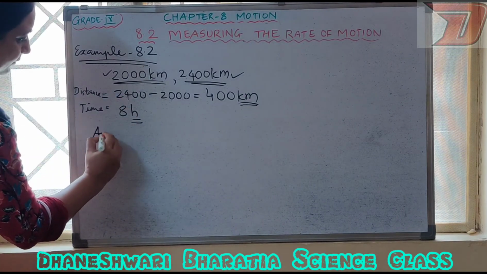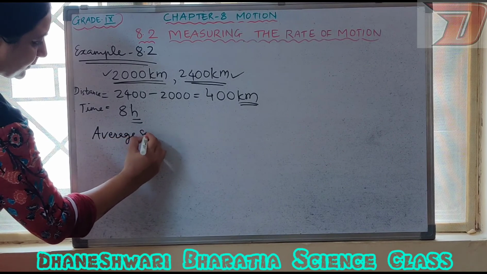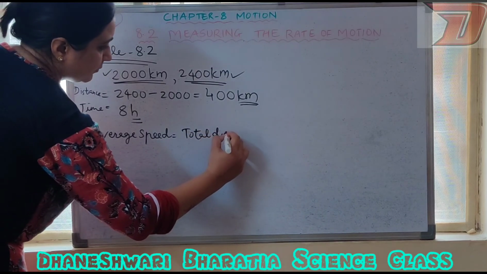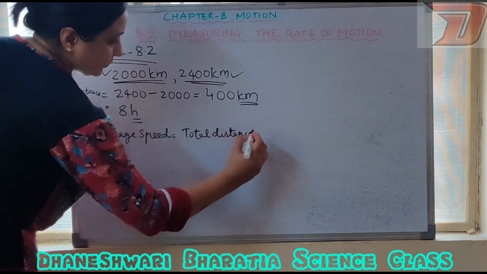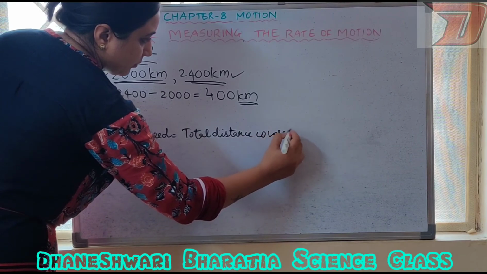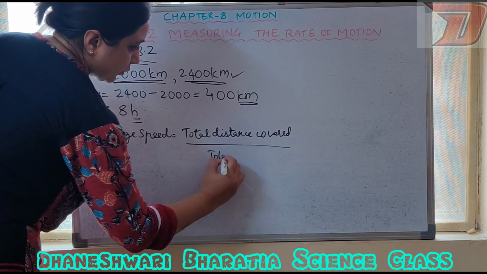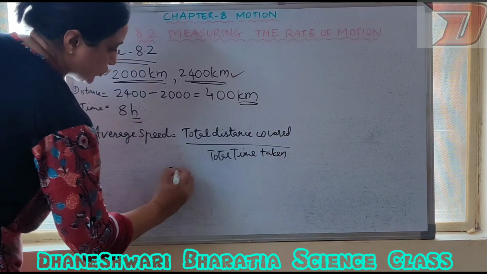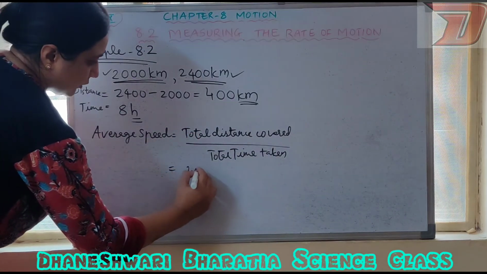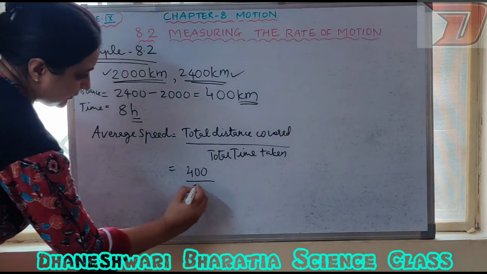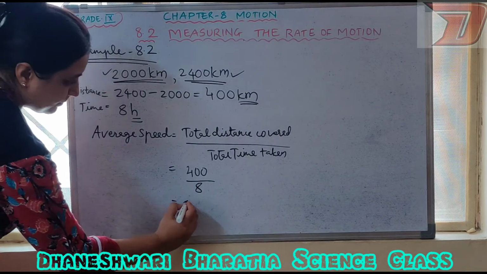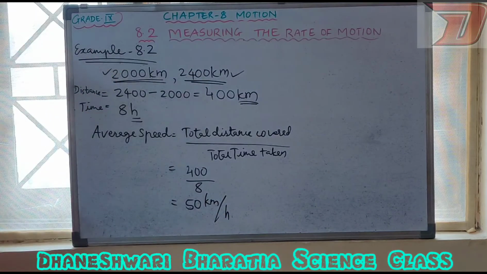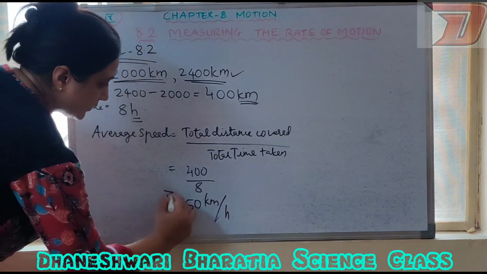So average speed, what is the formula of average speed? Yes, total distance covered upon total time taken, right? So what is the distance here? 400 kilometer. And what is the time taken? 8 hours. Now if we simplify, what answer are we going to get? It will be 50 kilometer per hour. So in kilometer per hour we have got this answer.